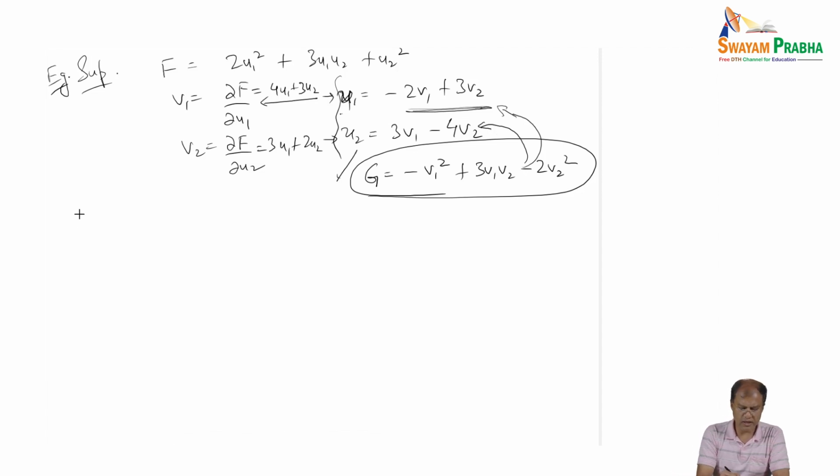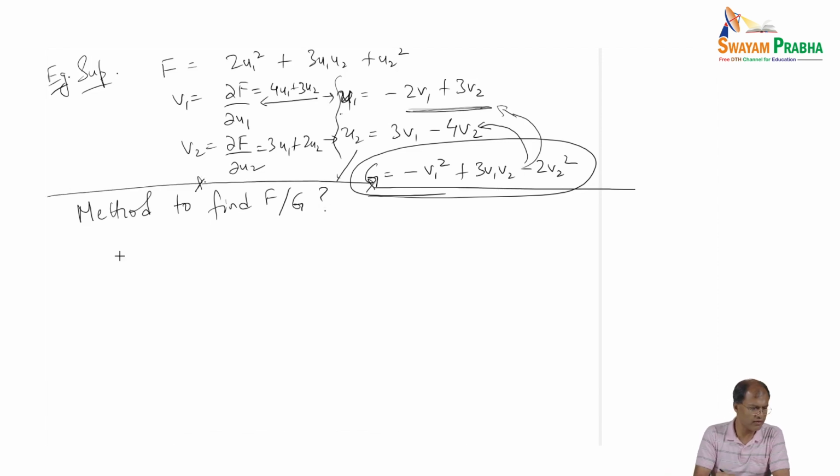This is just a hit and trial way of finding it. We want to systematize this method of finding f and g. So the question is, what is the method to find f and g? Suppose my f and g exist.